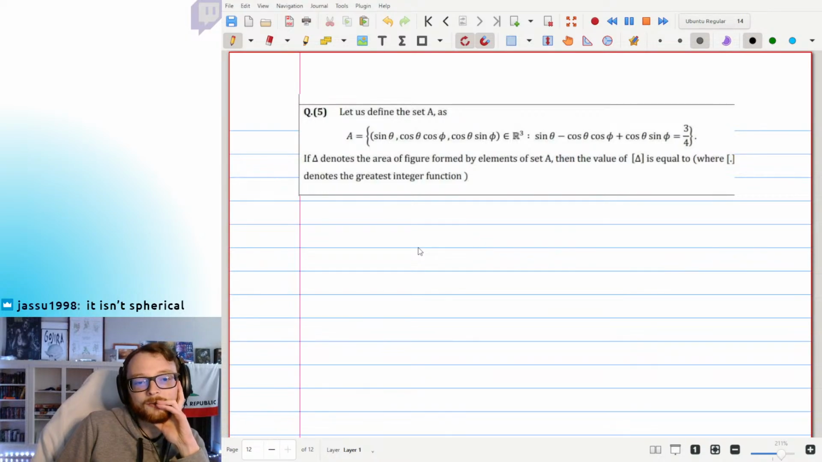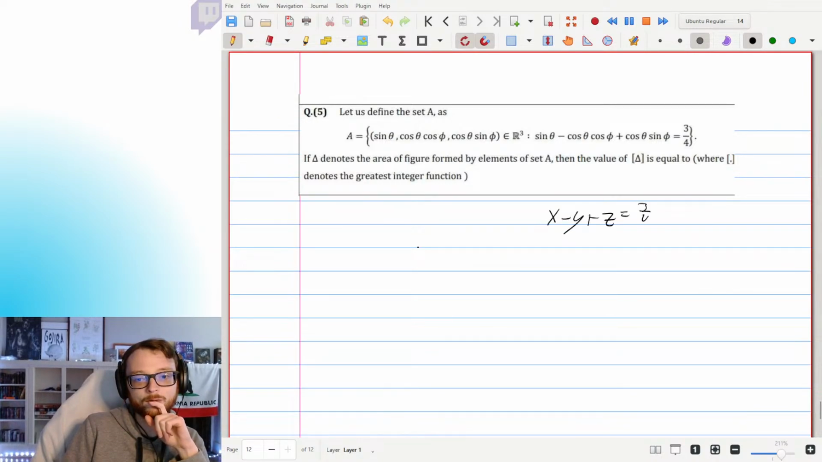Delta denotes the area of the figure formed by elements of set A. So we basically have to figure out how this function looks in R3. Is it basically a plane? Or could we think of this as x minus y plus z equals 3/4, where that's our x, y, and z? But that doesn't have a volume.